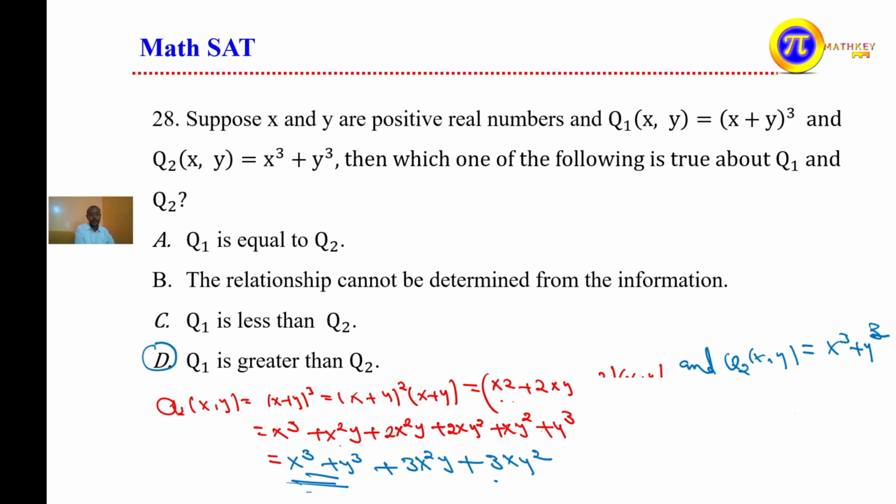This implies that x cubed plus y cubed plus 3 into x squared y plus xy squared is greater than x cubed plus y cubed, since the values of x and y are positive real numbers.